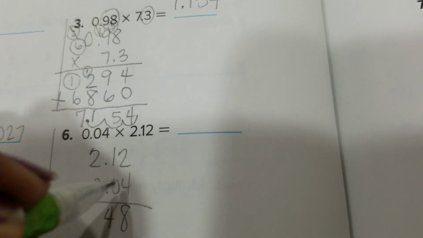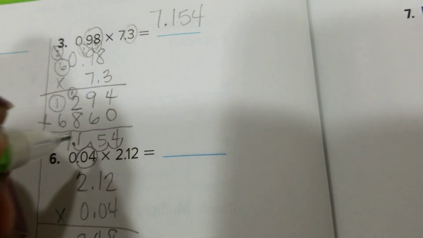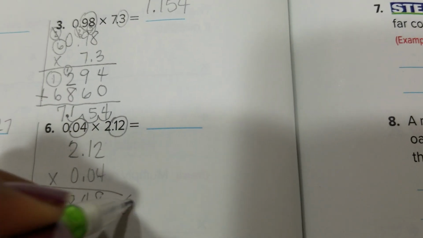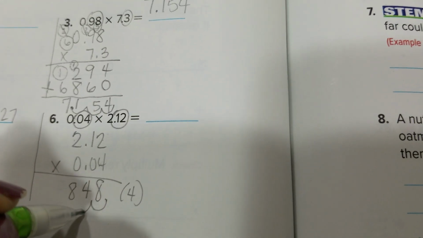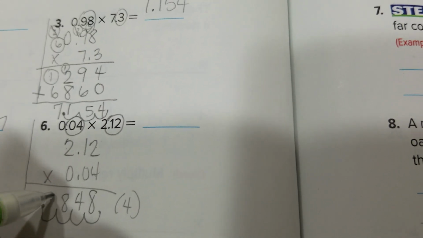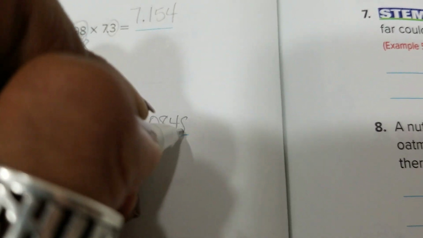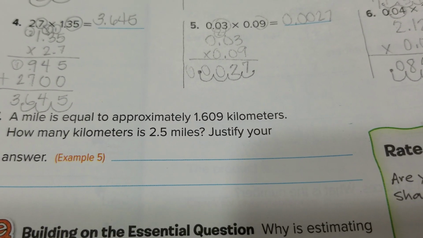So 4 times 2 is 8, 4 times 1 is 4, 4 times 2 is 8, and everything else is a 0. We have 2 digits in this number, 2 digits in this number, so we need 4 digits in our final answer after the decimal point. So it's back here, 1, 2, 3, 4. And we fill in this space with a 0. So 0.0848.